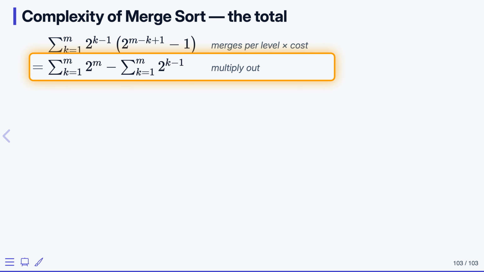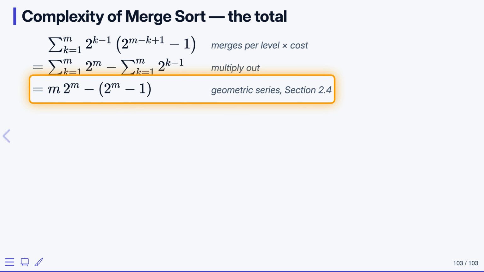Line 1. Multiply the bracket out. The first piece is 2 to the k minus 1 times 2 to the m minus k plus 1. The exponents add to m, so that piece is just 2 to the m. The same for every k, the second piece is 2 to the k minus 1. Line 2. The first sum has m equal terms, so it is m times 2 to the m. The second sum is a geometric series from section 2.4, and it equals 2 to the m minus 1.